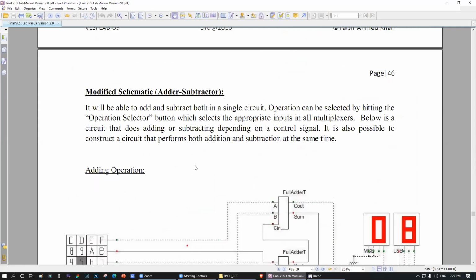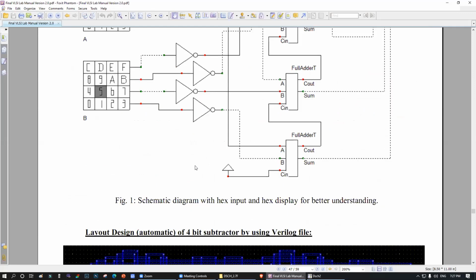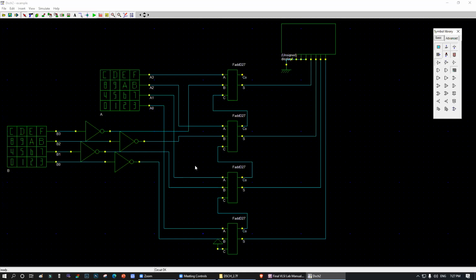Because see, now I want to do the addition. Now if I want to do addition, what do I have to do? The whole circuit has to change. Exactly. So we have to delete all the NOT gates. Then we have to change the connection. We have to delete this and give a ground here. Then we have to connect these to our display, right? Then you can do the addition.